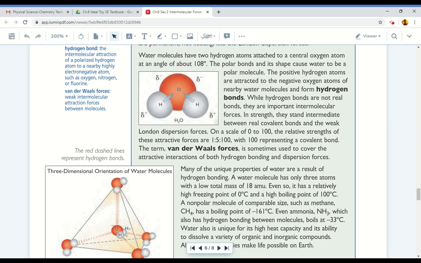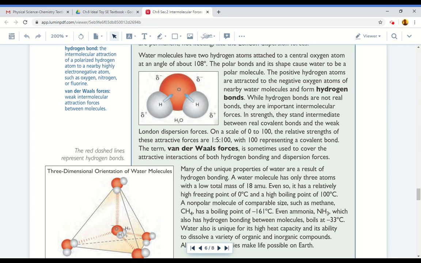The positive hydrogen atoms are attracted to the negative oxygen atoms of nearby water molecules and form hydrogen bonds. While hydrogen bonds are not real bonds, they are important intermolecular forces. In strength, they stand intermediate between real covalent bonds and the weak London dispersion forces. On a scale of 0 to 100, the relative strengths of these attractive forces are 1 to 5 to 100, with 100 representing a covalent bond.